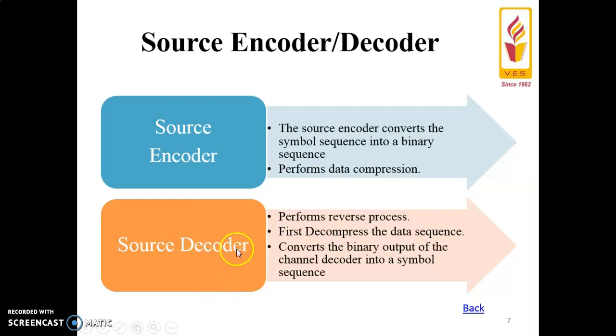Now the source decoder which is used at the receiver is compatible to the source encoder which is used at the transmitter end. Now what are the functions of the source decoder? It performs the reverse process. First, if the data compression is used by the source encoder, it will use a compatible decompression technique, and it decompresses the data sequence into proper binary sequence and then converts this binary output of the channel decoder into symbol sequence, or it may be in the binary form also, depending upon the final output device which we want.